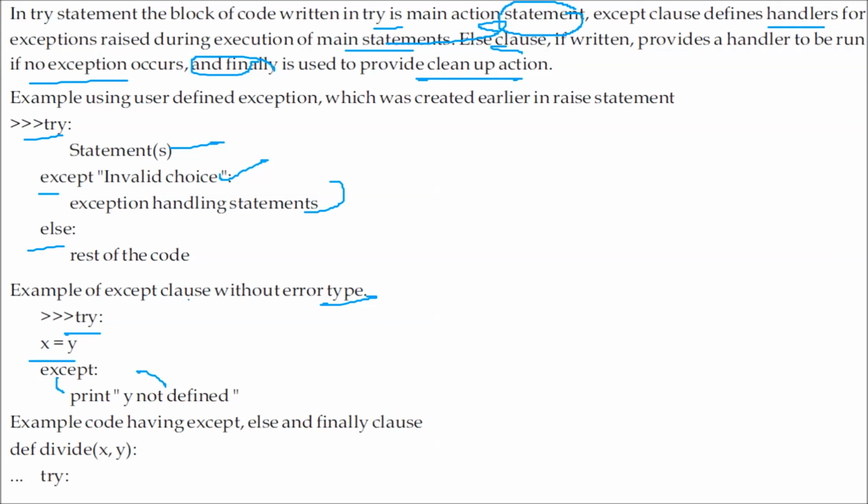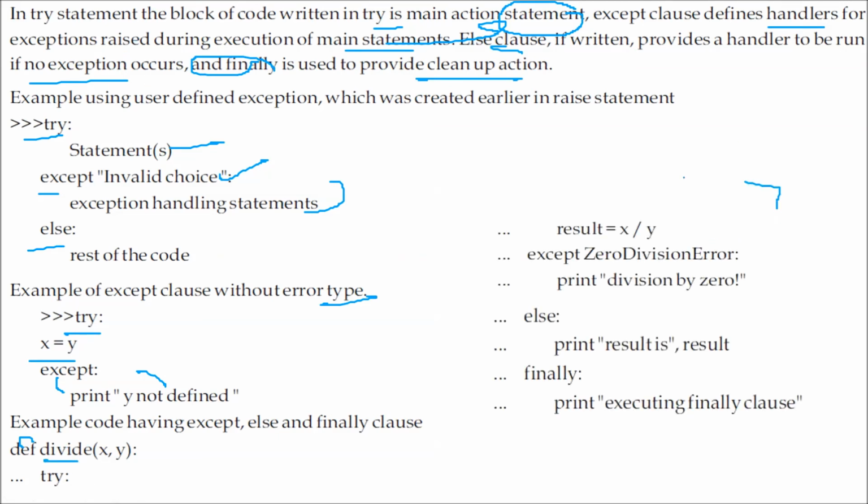So this example code having except, else and finally clauses can be written as follows. This is the definition of a function divide. Try: result equal to x divided by y. Except if ZeroDivisionError occurs, you just print division by 0, else you say result is this. Finally, execution of the finally clause will be printed.